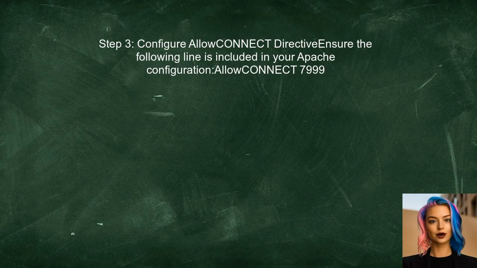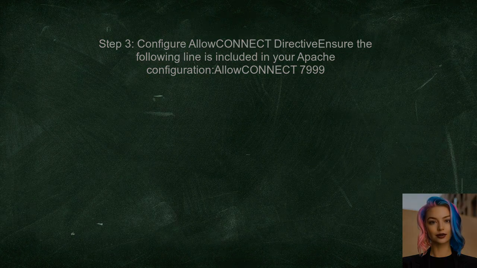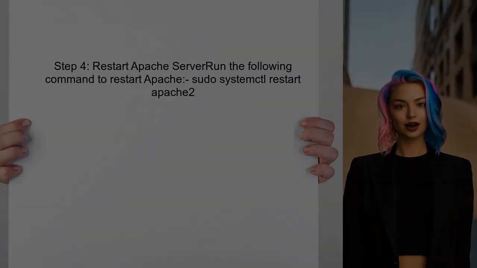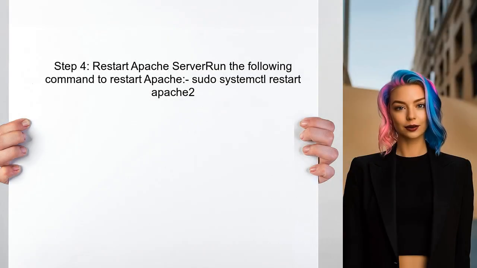After setting up the virtual host, the user should ensure that the AllowCONNECT directive is properly configured to allow connections on port 7999. This is crucial for SSH traffic. Finally, the user should restart the Apache server to apply the changes. This can be done using the appropriate command for their system.